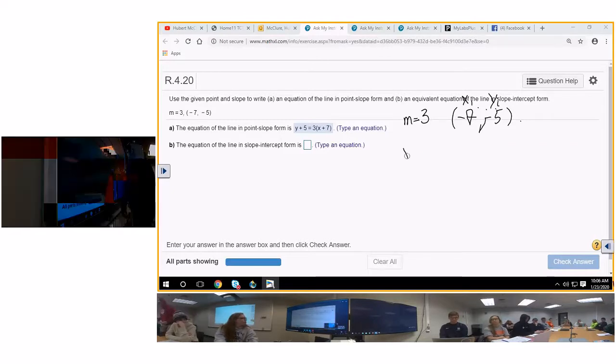All right, so y minus y sub 1 is equal to m times x minus x sub 1.